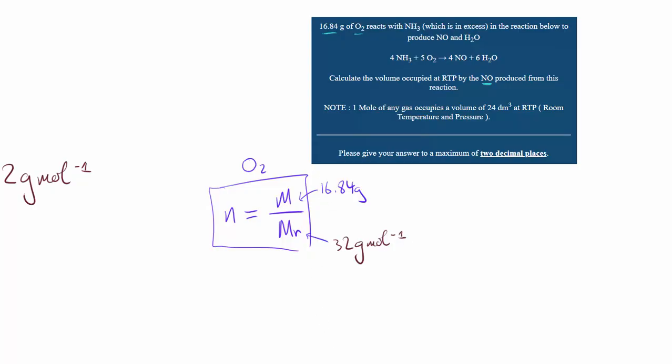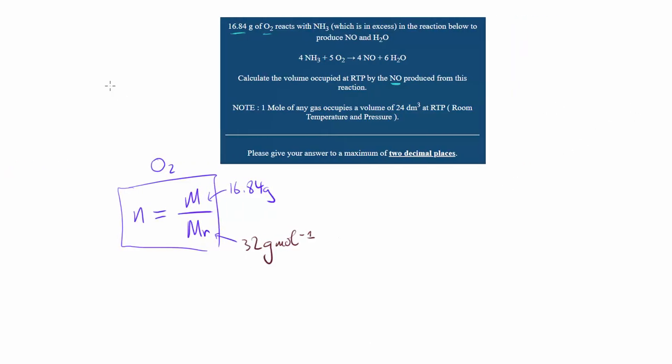Now that we've got those values, we need to plug them in and run a calculation. This is going to tell us the amount of substance for the oxygen. So just to clarify, that's the number of moles of oxygen, O2: 16.84 divided by 32, which is going to be 0.52625. And that's in moles.